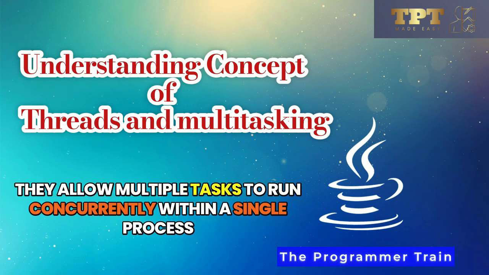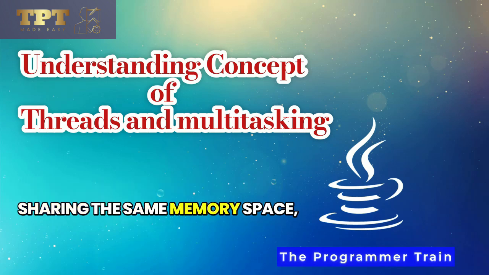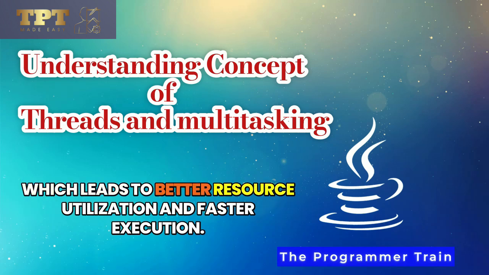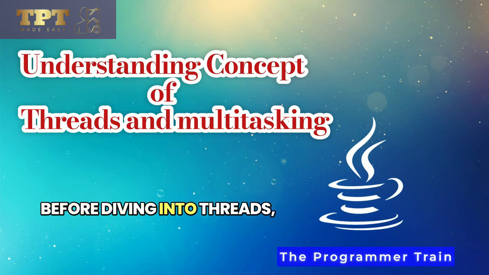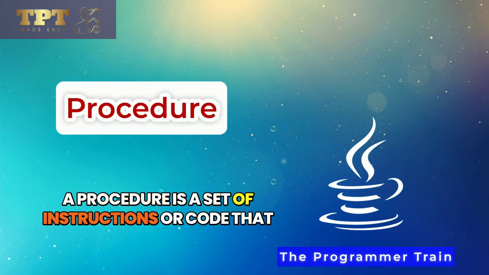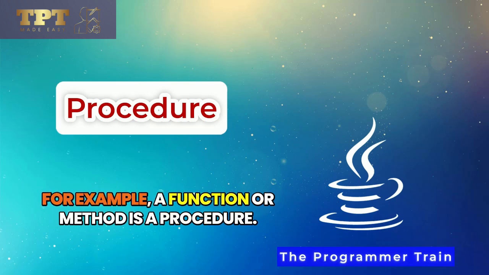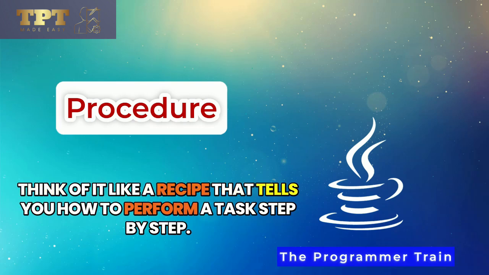They allow multiple tasks to run concurrently within a single process, sharing the same memory space, which leads to better resource utilization and faster execution. Before diving into threads, it's essential to understand a few foundational concepts. A procedure is a set of instructions or code that performs a specific action within a program. For example, a function or method is a procedure. Think of it like a recipe that tells you how to perform a task step by step.